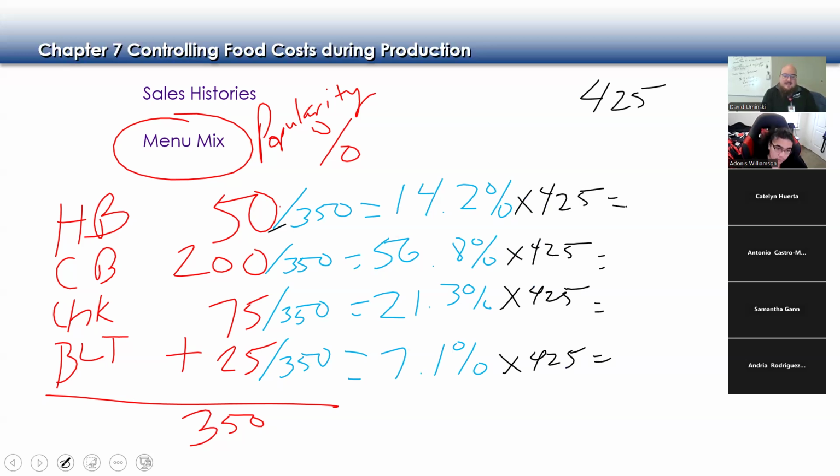Okay, and so we take that 7.1%, make sure you put that decimal place where it belongs. So 0.071 times the 425. That gives me 30.1. If we do 0.142 times the 425, we get 60.3.